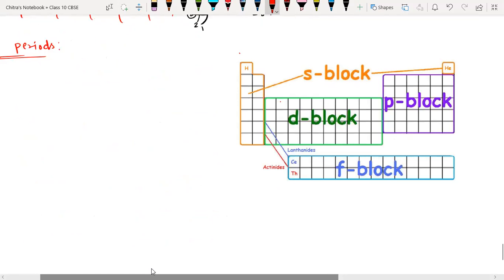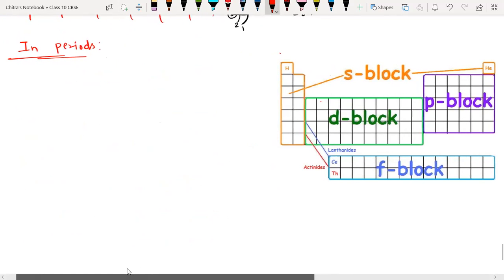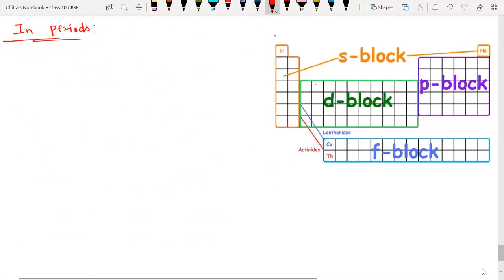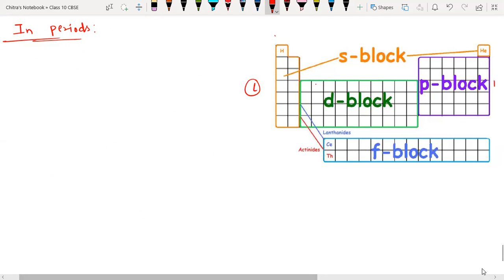See here, top to bottom is group. So for period it is left to right. Here we have the left and here we have the right side. I'm just taking an example of the second period because in the first we have only two elements.